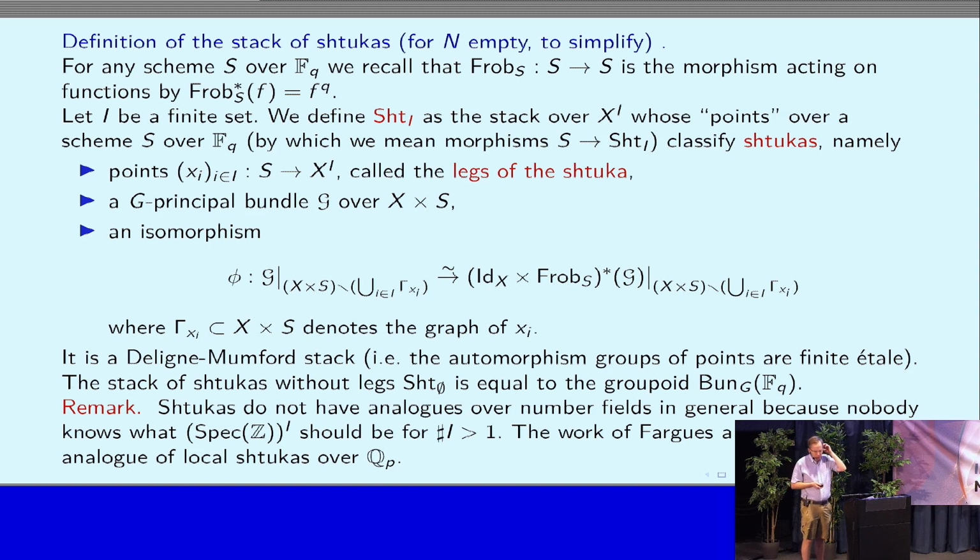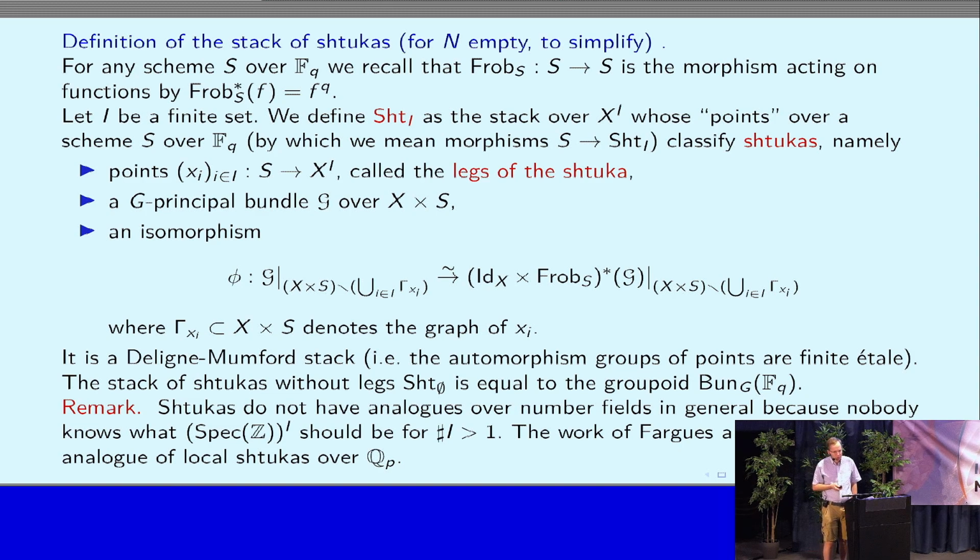Sht_I is a stack over X to the I, whose points over a scheme S over F_q classify Shtukas, namely a family of morphisms from S to X, called the legs of the Shtukas. So there is one leg for any element of I. The leg is a morphism from S to X. And a G-principal bundle over X times S, and an isomorphism between this G-principal bundle and its pullback by identity on X and Frobenius of S. This isomorphism is on X times S minus the union of the graphs of the x_i. So it is a modification of the bundle on the graphs of the x_i.